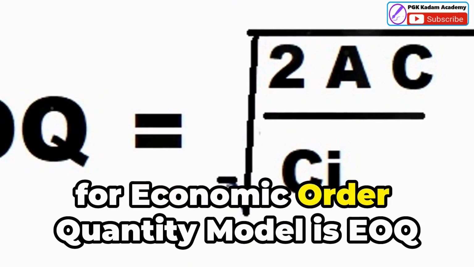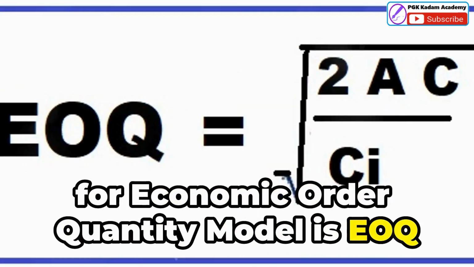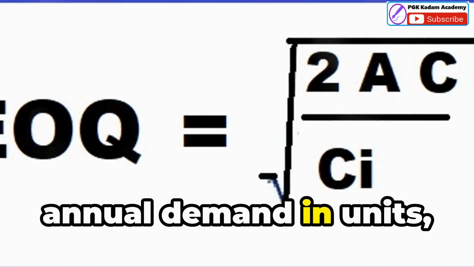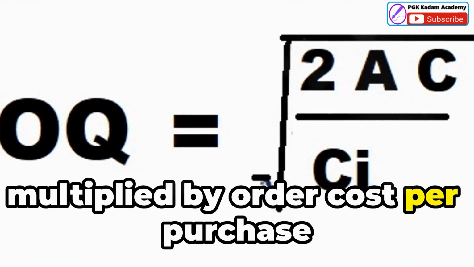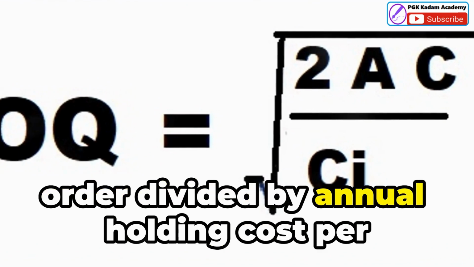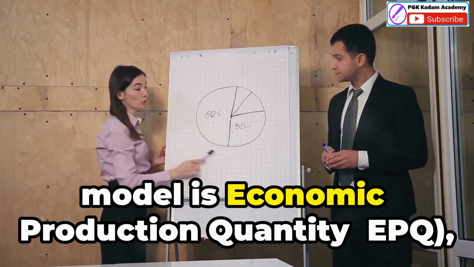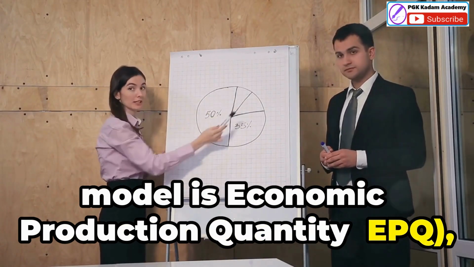The formula for the economic order quantity model is EOQ equals the square root of 2 times annual demand in units, multiplied by order cost per purchase order, divided by annual holding cost per unit. Next, the second type of deterministic model is economic production quantity, EPQ.